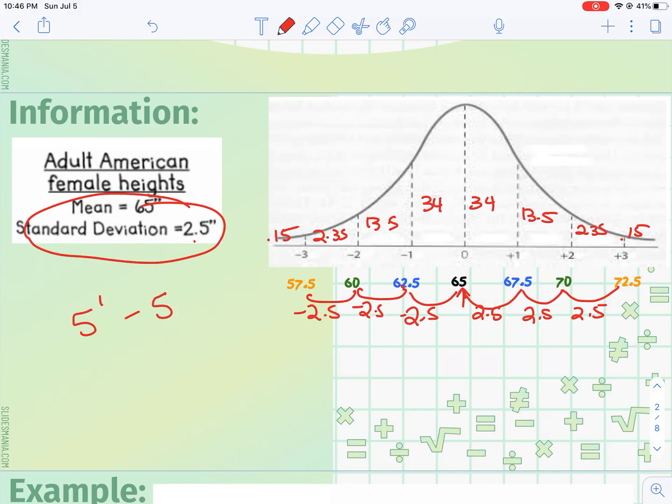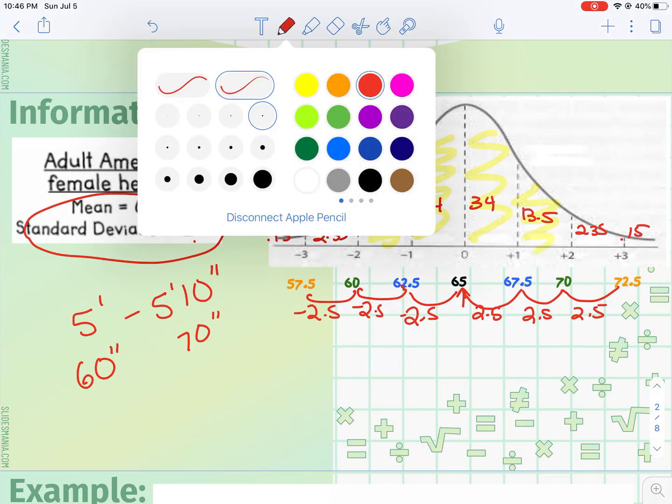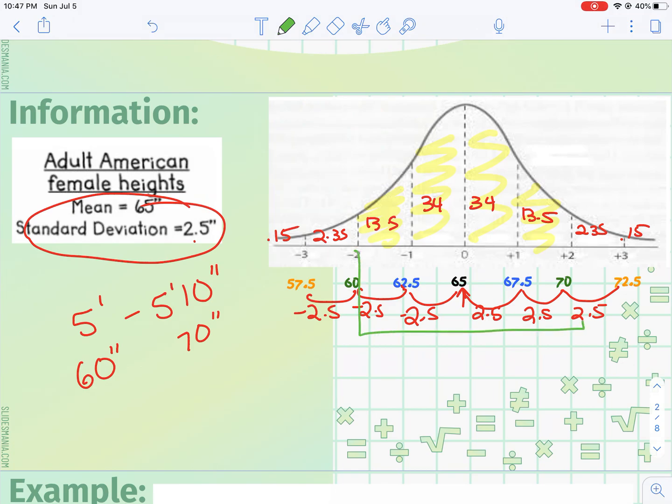Now, the other thing that's a little tricky about this problem is that the data they gave us is in inches, but the question they're asking is 5 feet to 5 feet 10 inches. So since the data is in inches, we're going to change that: 5 feet is 60 inches, and 5 feet 10 inches is 70 inches. Then I'm going to take a highlighter and highlight the values that are in that range. So here's this one, I got this one, all the way over here.